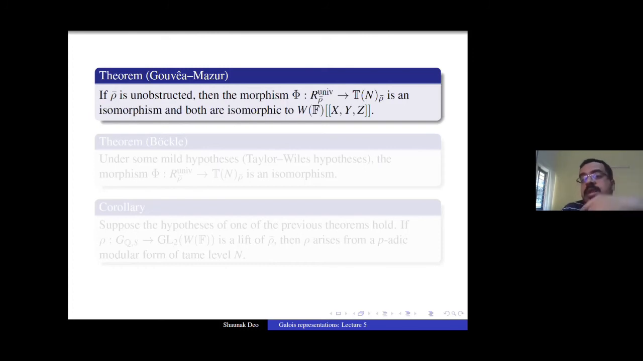They proved that T_n,rho bar has Krull dimension at least 4, and for that they used Coleman's families of modular forms. Coleman had developed a theory of p-adic families of modular forms, and using that, they gave a fern-like structure inside T_n,rho bar. You just take a point and you have a family passing through it.